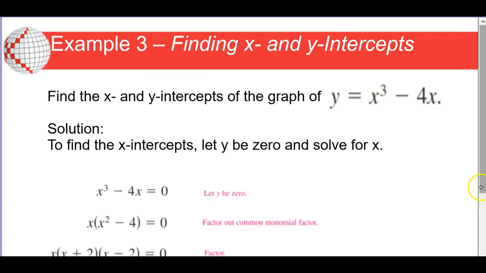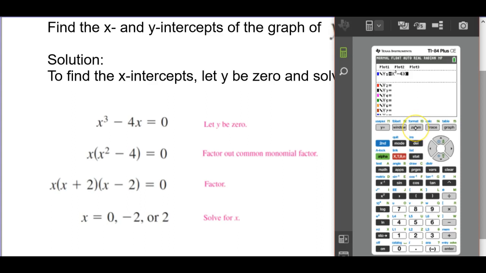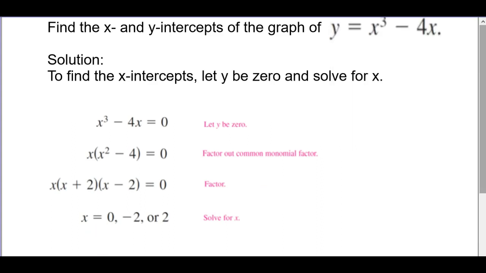You can look at the graph of this thing and determine that it does have x-intercepts. I'll just pull out my calculator here real quick, type in x cubed minus 4x, and hit zoom 6, and you can see those x-intercepts certainly are true. 0, negative 2, and 2.